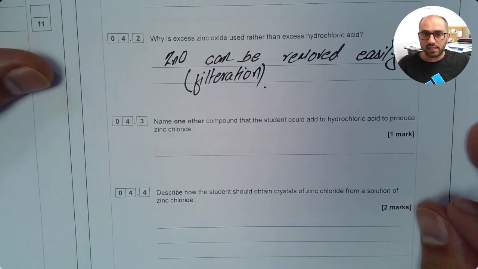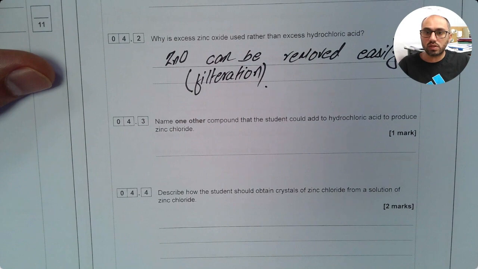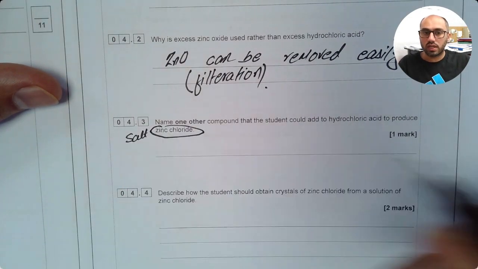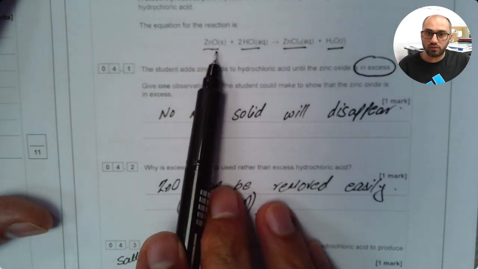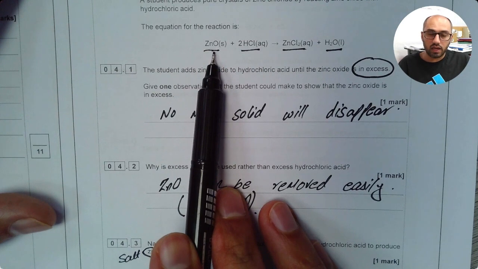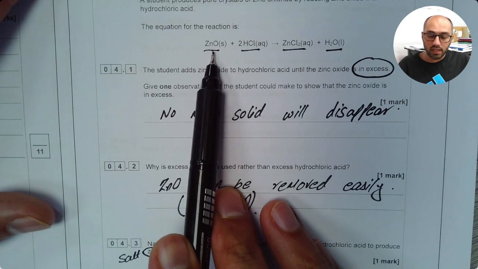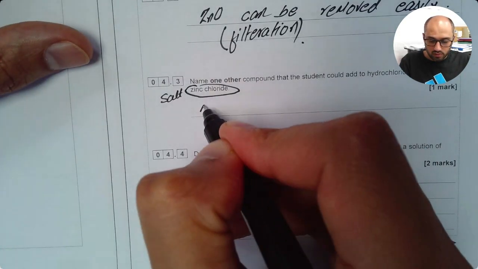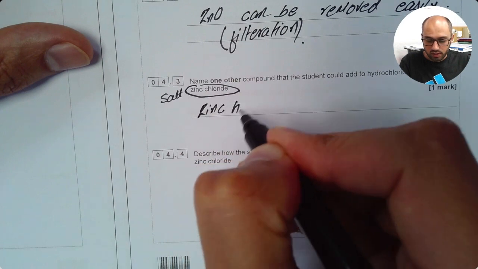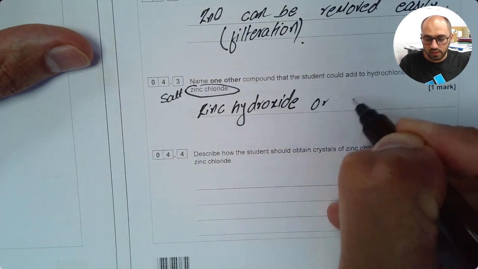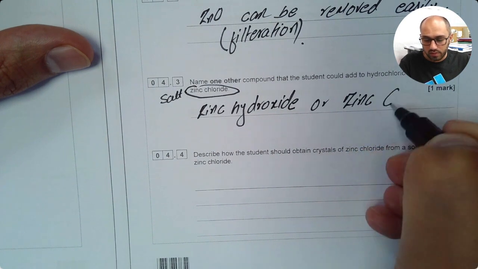Next part says, name one other compound that the student could add to hydrochloric acid to produce zinc chloride. Now, zinc chloride is my salt. It can be produced instead of using zinc oxide here. I can also use zinc hydroxide. I can also use zinc carbonate. So I can say it could be zinc hydroxide, or I can say zinc carbonate.